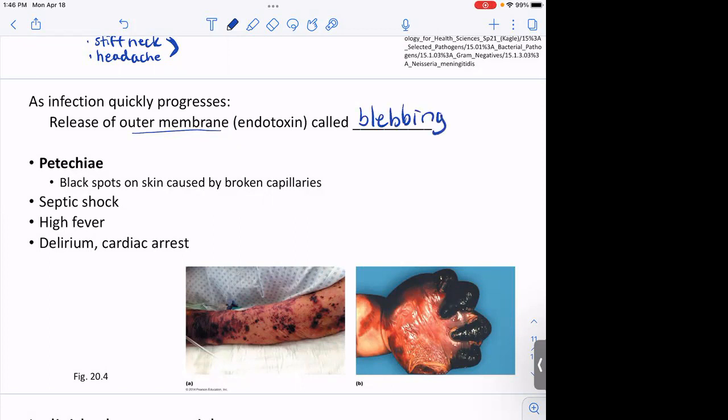So it's not releasing endotoxin just when it dies, but when it's alive. And that endotoxin is somewhere from 100 to 1,000 times more toxic than your normal gram-negative lipid A endotoxin. So it's nasty stuff, and it's releasing it in large quantities. So that's going to cause some of these later side effects.